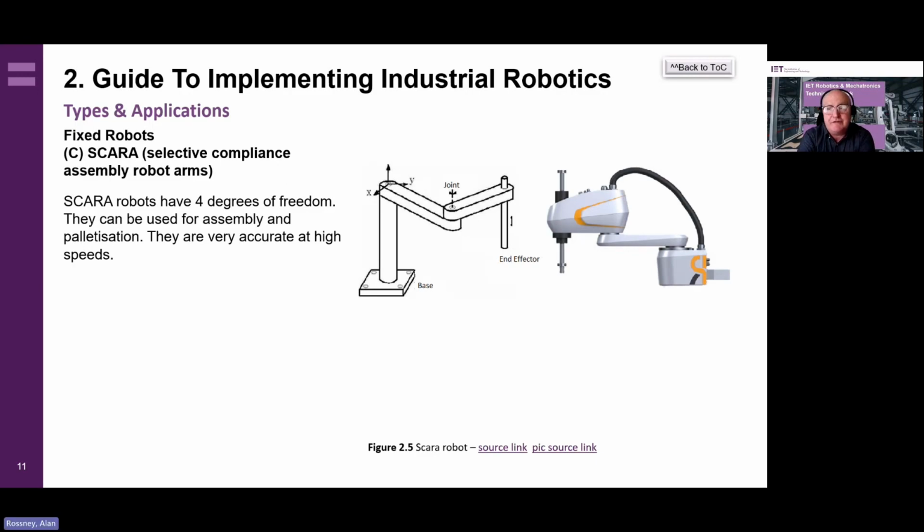So SCARA robots have 4 degrees of freedom. They can be used for assembly and for palletization. They are very accurate at very high speeds, but again, only have 4 degrees of freedom.